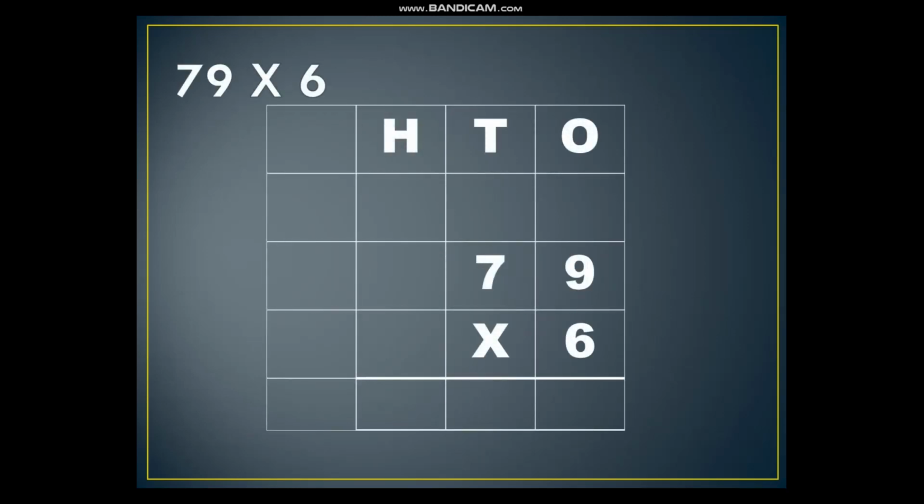79 multiplied by 6. Again, digits at ones place are multiplied. 6 nines are 54. So 4 is written here and this carry is taken to tens place. 6 nines are 54, carry is 5. Now 6 is multiplied with 7. 6 sevens are 42 and this carry is added to 42. 42 plus 5 and the answer is 47.